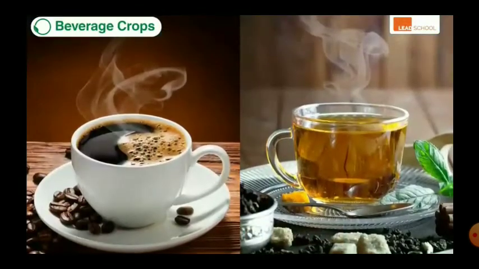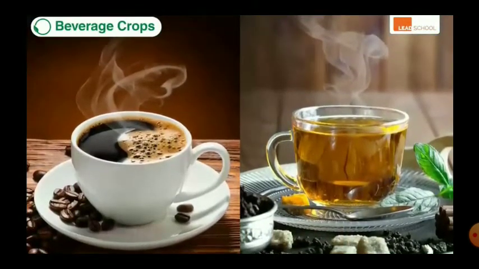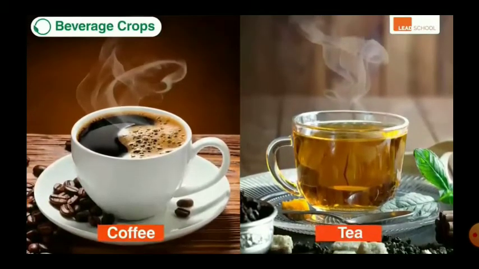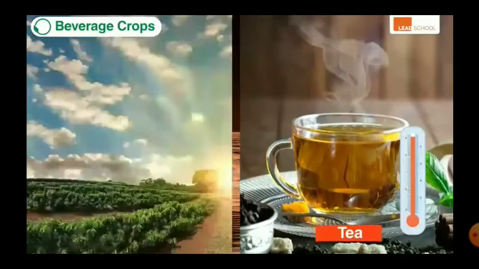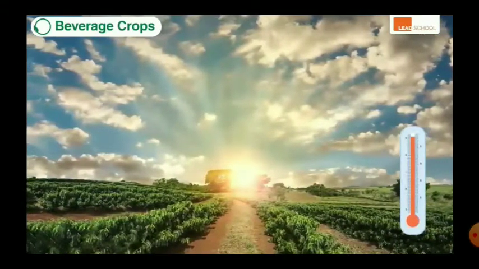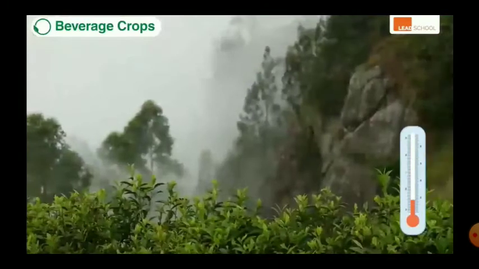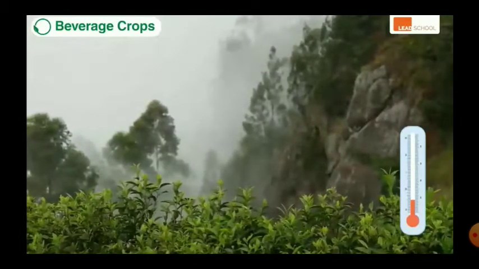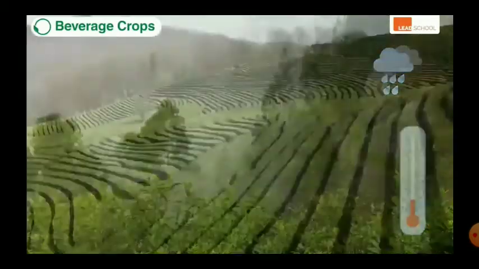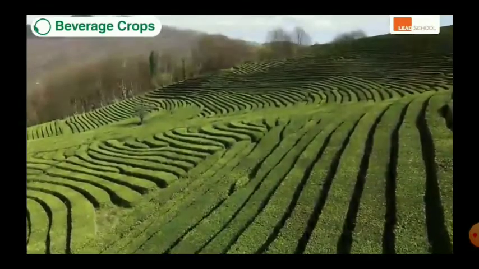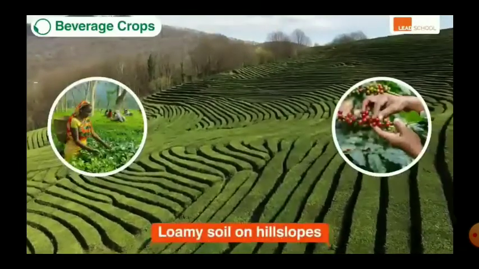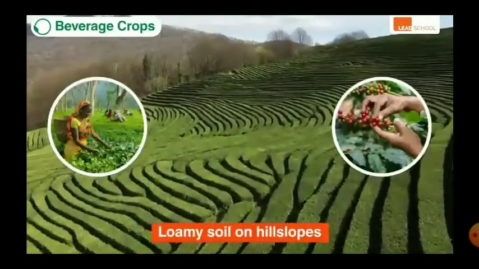The last ones on the list are beverage crops such as coffee and tea. Let's understand the type of climate suitable for growing them. Coffee grows well in areas having a warm climate. In contrast, tea grows well in areas having a cool climate and rainfall all year round. Moving on to the soil requirements. Both crops need well-drained, loamy soil, and they grow well on hill slopes.